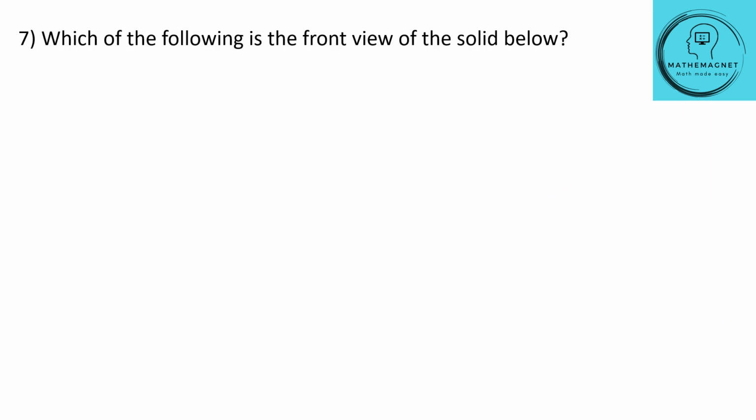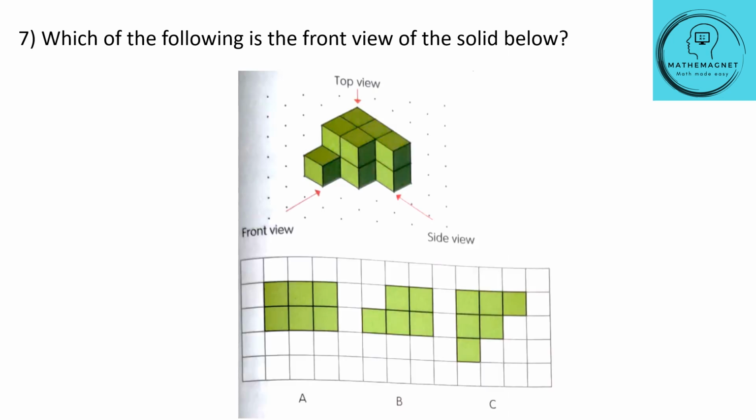Question number 7. Which of the following is the front view of the solid below? Now this is the image of the solid given here, and we need to find out the front view. We need to identify which of these front views is the image of this block. Now clearly it is only image A that is the front view of the solid given below.